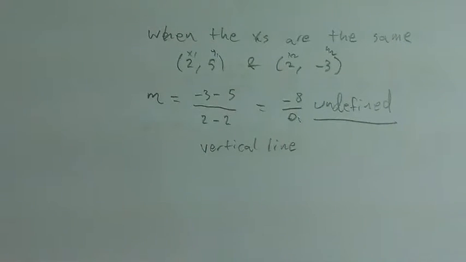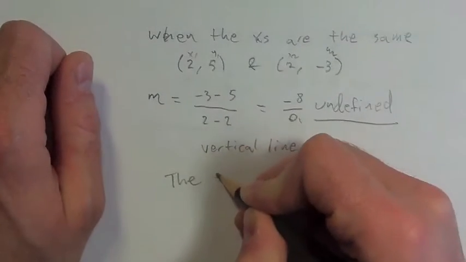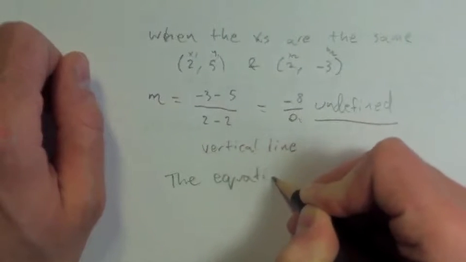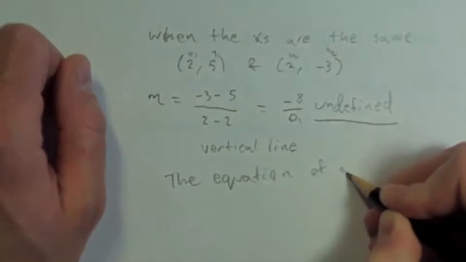Oh, well, what do we do when I have an undefined slope? Can I give it an equation? Can I put it in point-slope formula? Sort of. What ends up happening is the equation of a vertical line.